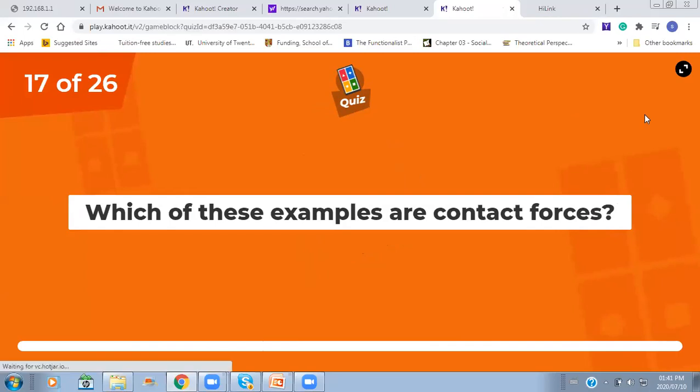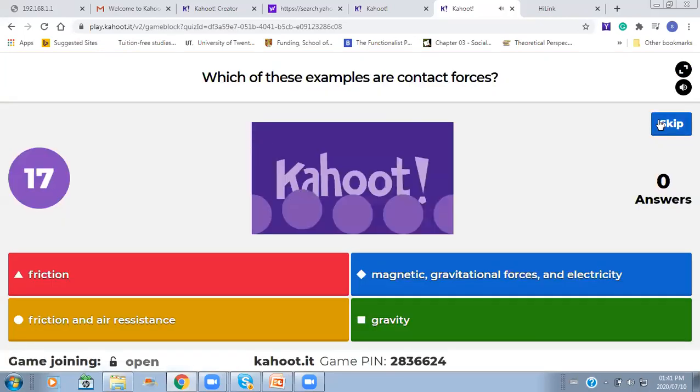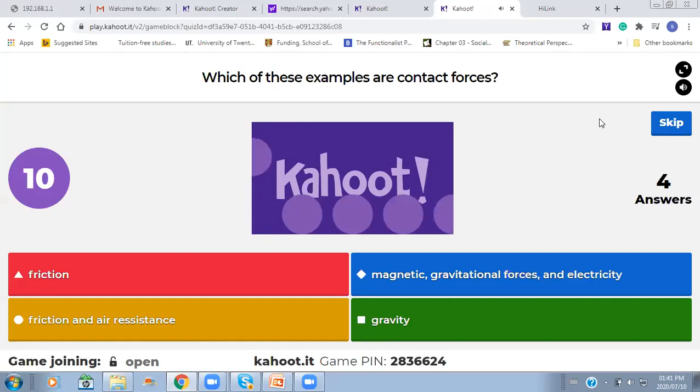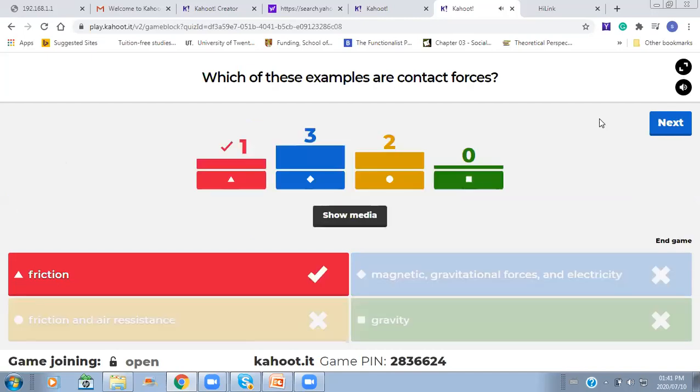Let me see. Okay, send your answers. Contact forces are forces between two bodies when they are in contact or they come together. Okay, so nobody got this one right.